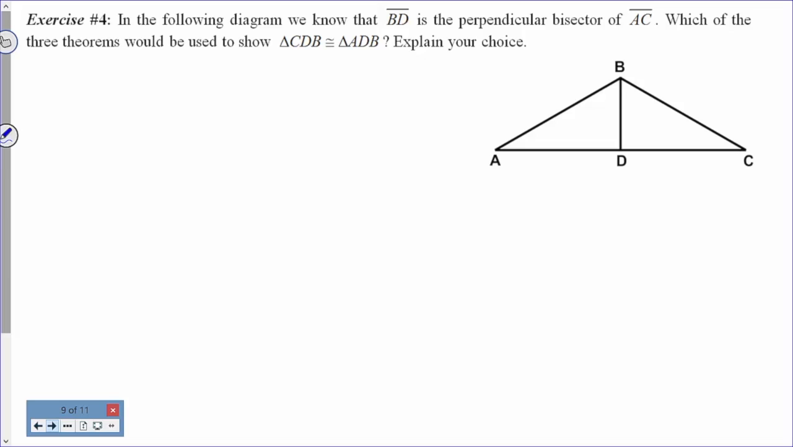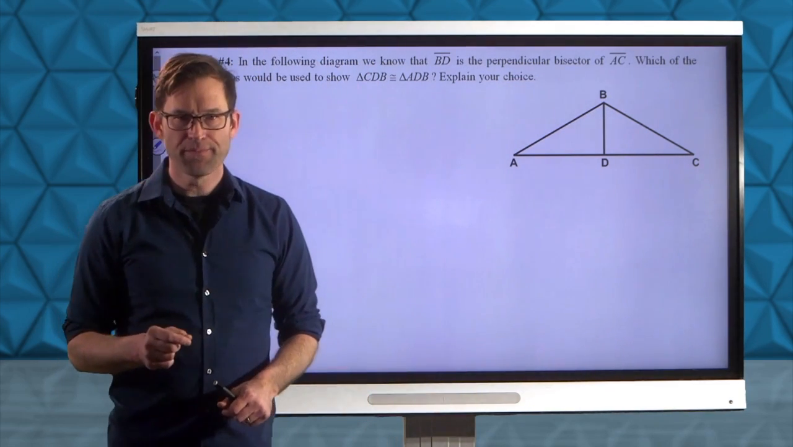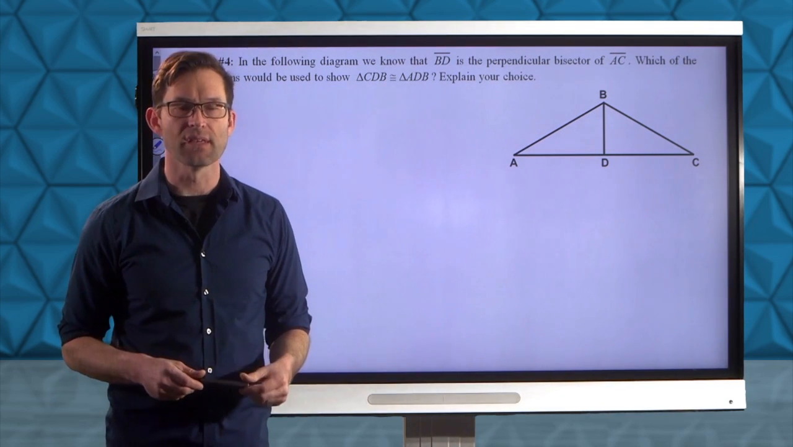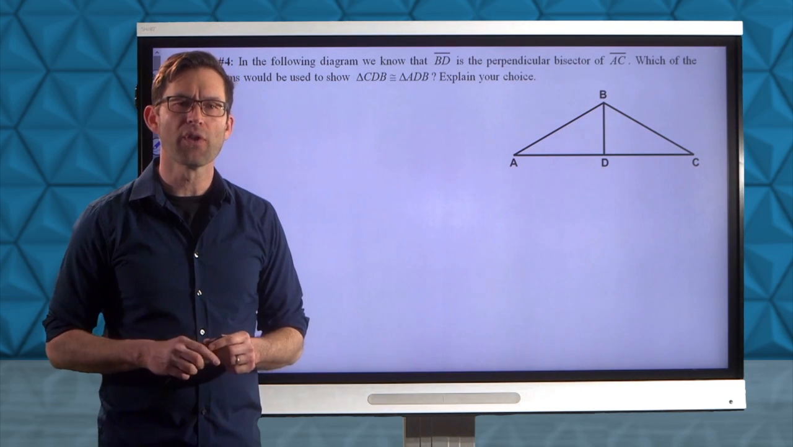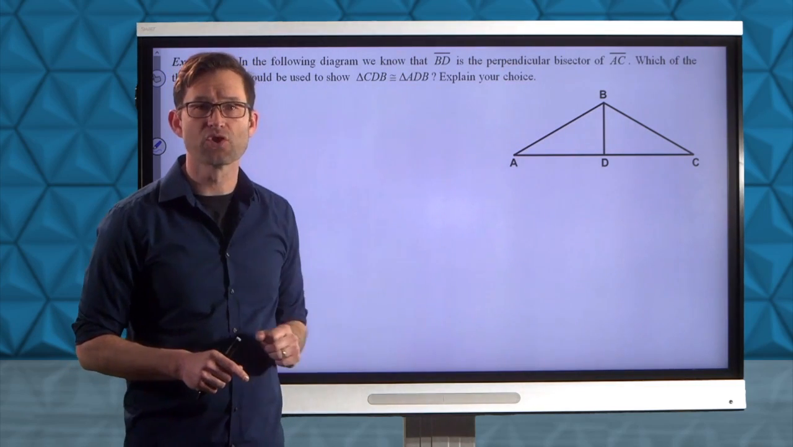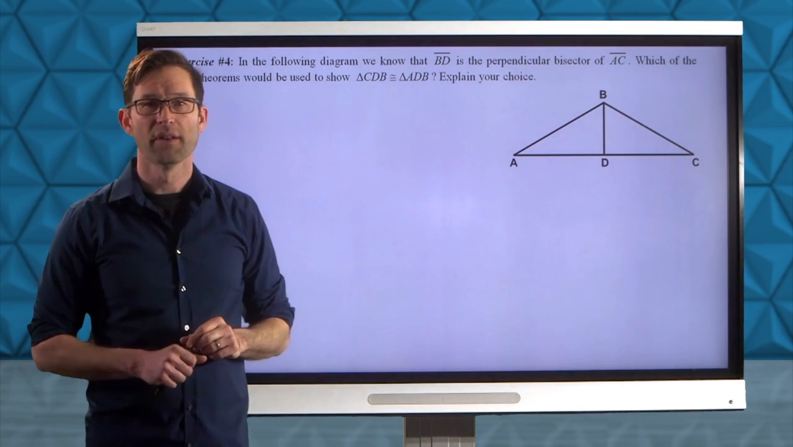Exercise number 4. In the following diagram, we know that BD is the perpendicular bisector of AC. Which of the three theorems would be used to show that triangle CDB is congruent to triangle ADB? Explain your choice. All right, awesome. So take a moment, use that one given, the fact that BD is the perpendicular bisector of AC, to think about which of the three theorems, SAS, ASA, or SSS, you would use to prove these triangles are congruent. And by these triangles, I mean that one and that one. Take a moment.